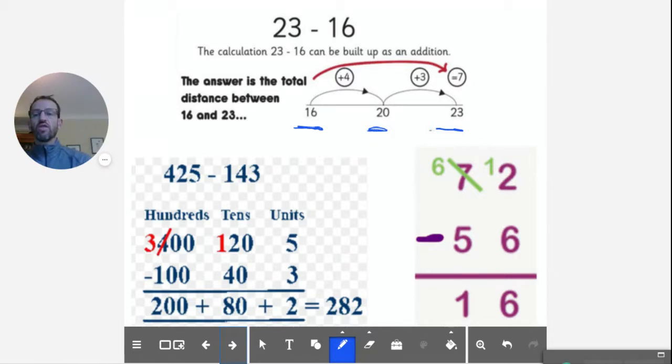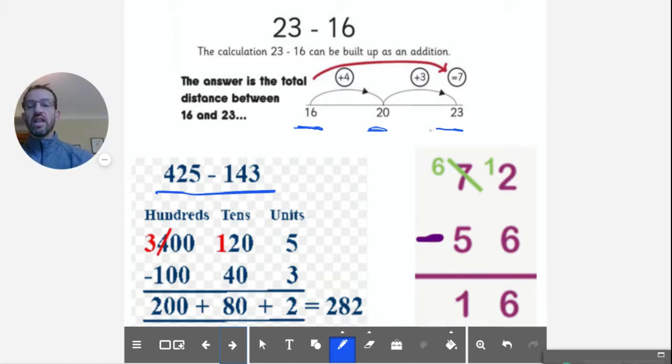Below it here, you've got 425 take away 143, and you can do partitioning. Here, the 425 has been split into 400, 20 and 5, and 143 has been split into its 100, its 40 and its 3. Partitioning or splitting to help us subtract. Straight away you can see that there's an exchange or a carry required. We talked about exchange or carrying yesterday when numbers got too big.